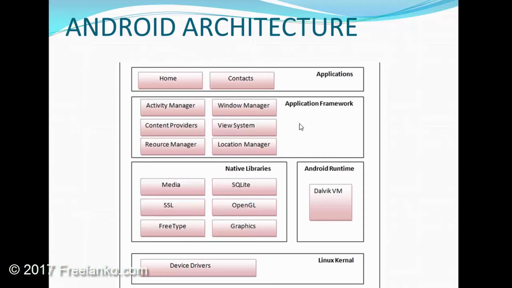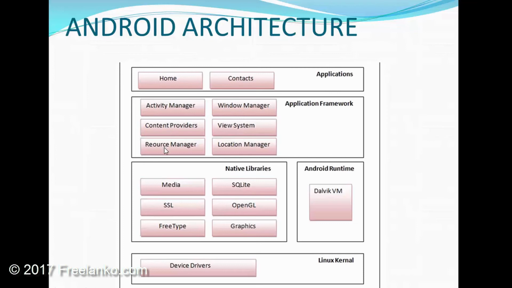On the third layer, we have Application Framework. The application framework layer provides many higher-level services to applications in the form of Java classes. Application developers are allowed to make use of these services in their application. Here we have the Activity Manager, which controls all aspects of the application lifecycle and activity stack. Then the Content Providers, which allows applications to publish and share data with other applications.